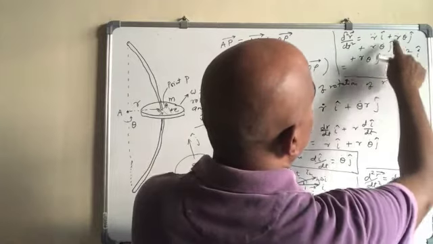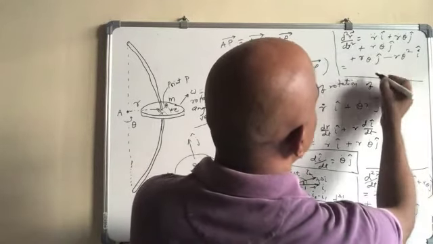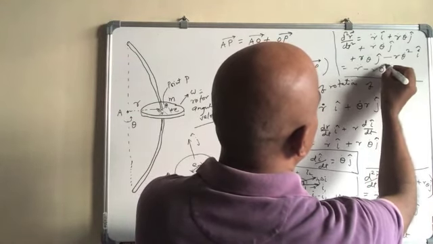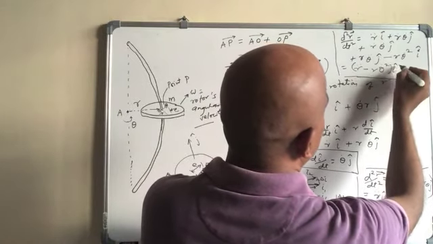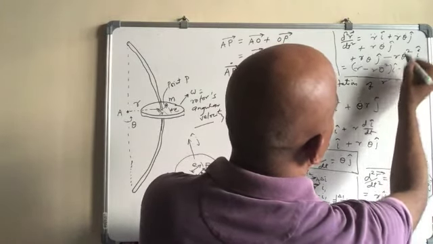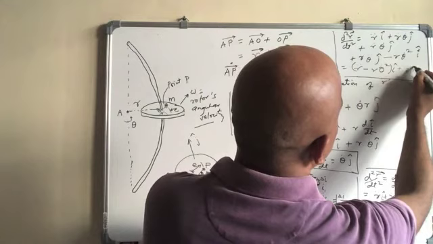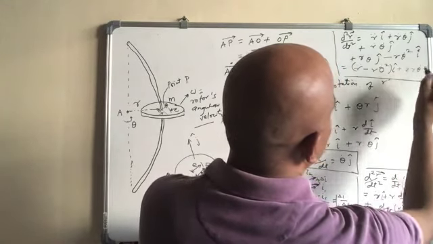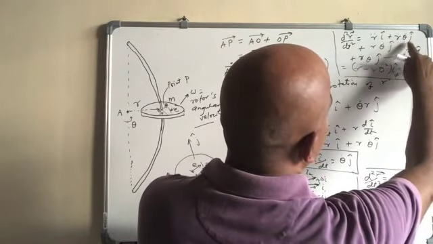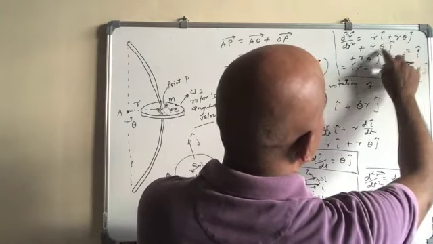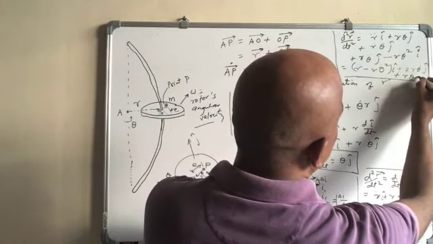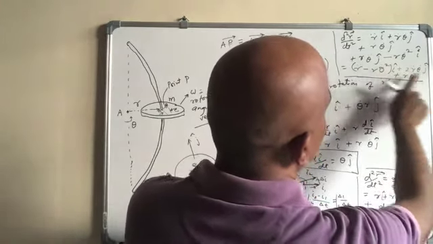So final value, all items together: you get r double dot minus r theta dot square I, then you get plus 2 r dot theta dot j, since r dot theta dot and r dot theta dot are both j, and also plus r theta double dot j as well. See, you get this final value.